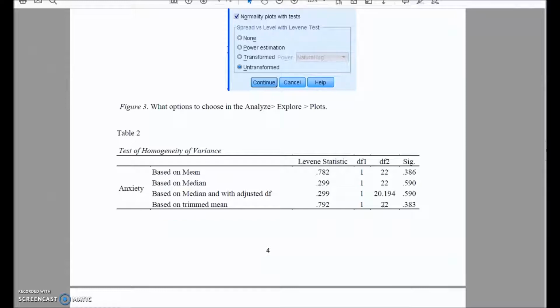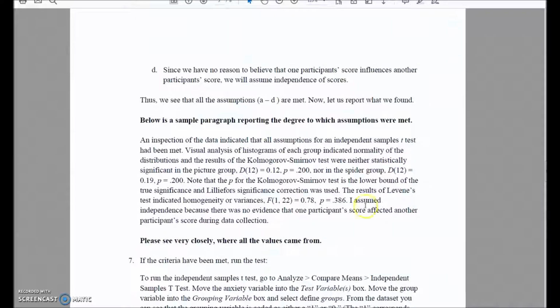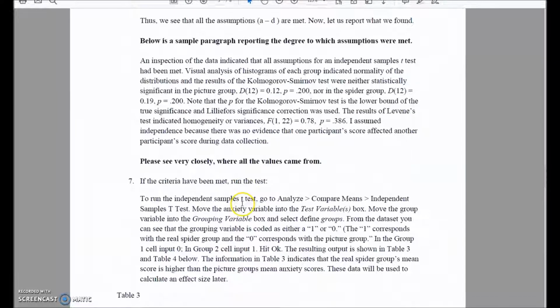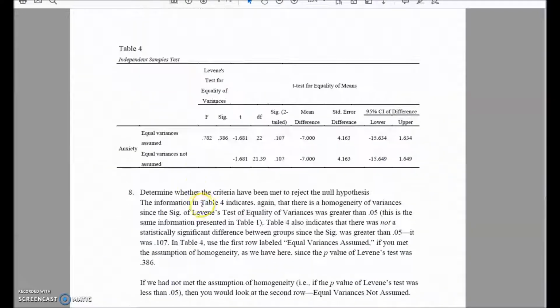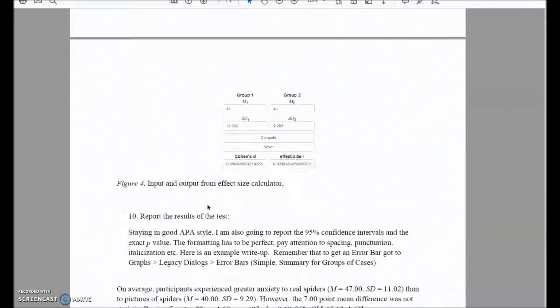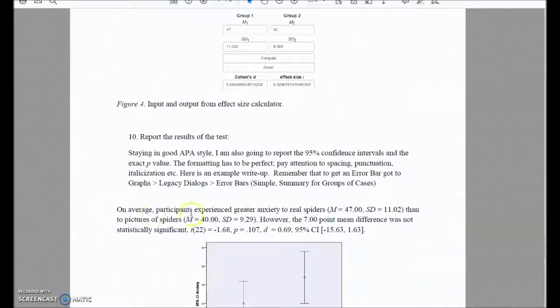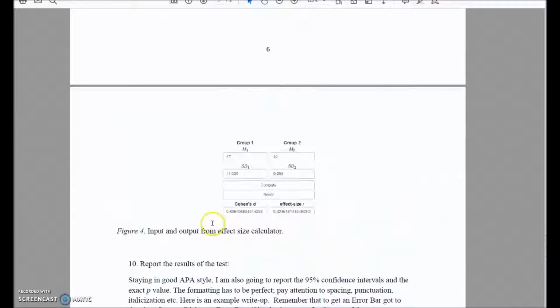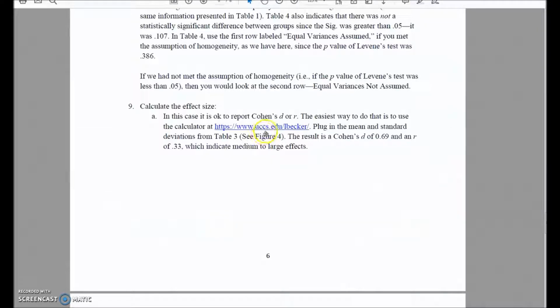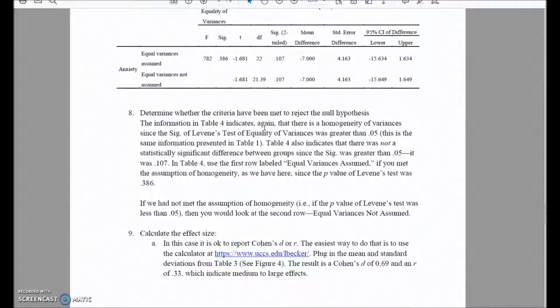If you have any questions, please don't hesitate to ask. Your script for assumption is over here. And then the script for reporting the test is, this is your script for reporting the test. You report the numbers, you have your Cohen's d. This is a link that you can use directly. You do not have to try to calculate it using a calculator or anything.